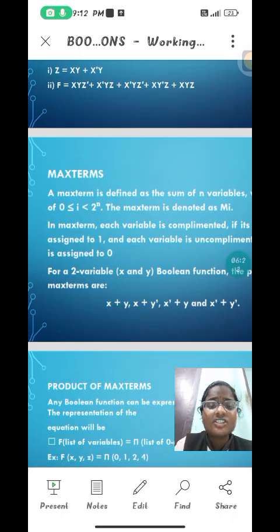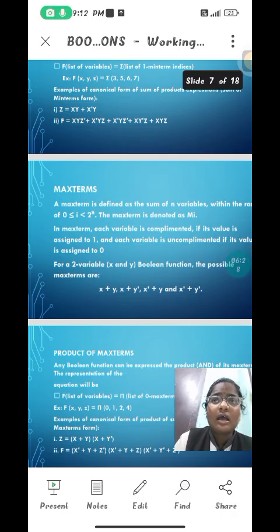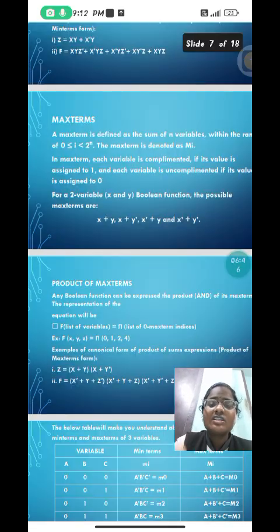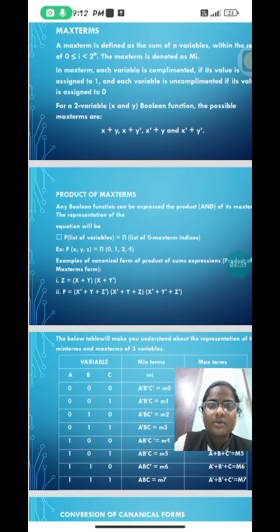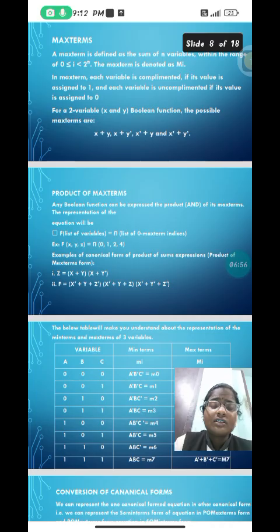In maxterms, each variable that is complemented is assigned the value 1. Before, in minterms, complement value is 0 and uncomplement value is 1. In maxterms it is reversed: complement value is 1 and uncomplement value is 0. This is the small difference between minterms and maxterms. Now the product of maxterms: any Boolean function can be expressed as the product, that means AND, of its maxterms.